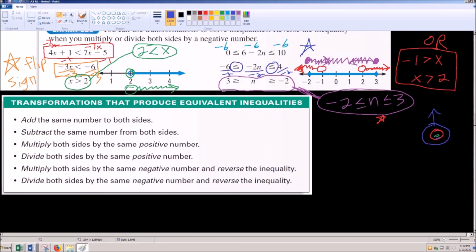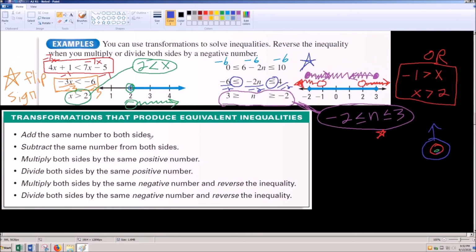That is it for our Chapter 1 review. This is just a summary of everything that goes through the process for solving these things. Add same to both sides, subtract same to both sides, multiply or divide is fine. It's just that when we multiply or divide by a negative, we have to reverse the inequality. So flip the sign there.